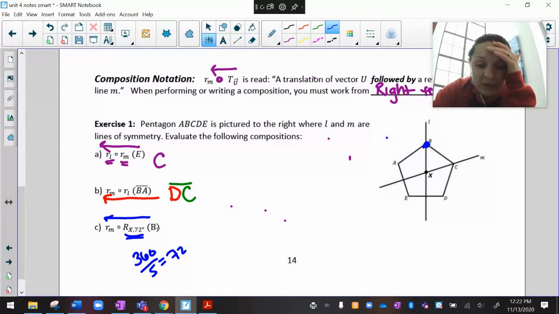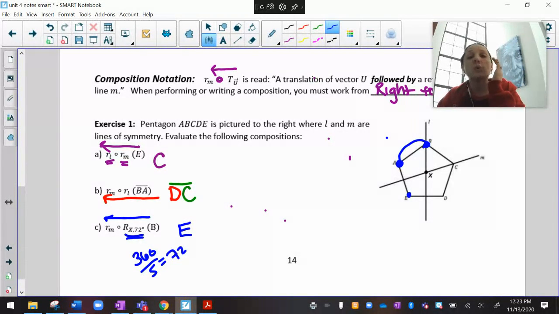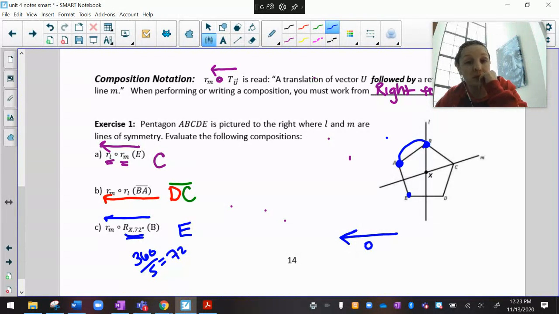Okay, so I need to take B and go 72 degrees counterclockwise because it's positive. So I need to go one turn counterclockwise from B. Well, okay, fine. B becomes A. Then I need to take A and I have to flip it over M and it becomes E. All right. So from the front page, you need to understand that if you see this little bubble, it means you have to go right to left.